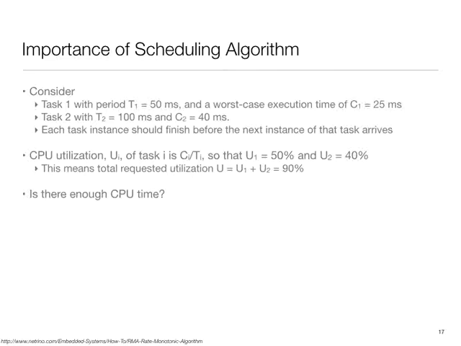Let's say I have a couple of tasks, task 1, task 2. Task 1 has a period of 50 milliseconds, task 2 has a period of 100 milliseconds. Task 1 has an execution time of 25 milliseconds, and task 2 has an execution time of 40 milliseconds. So basically, task 1 is coming every 50 milliseconds, and every time it comes, it needs CPU time of 25 milliseconds, which means it needs 50% of the CPU. Task 2 comes every 100 milliseconds, and it needs 40 milliseconds, so it needs 40% of the CPU.